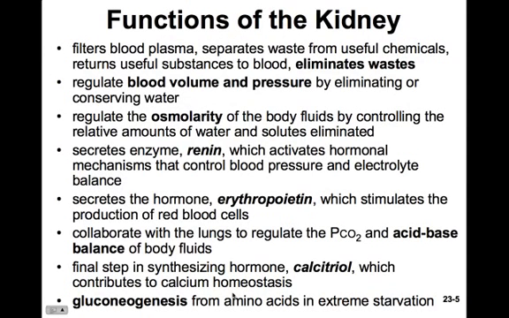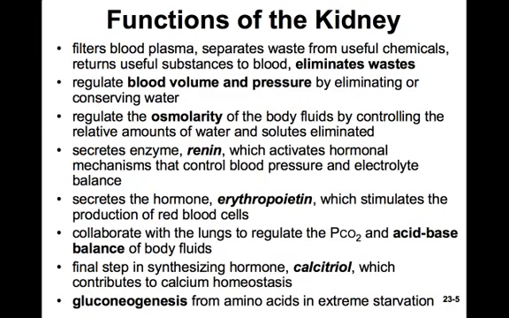So the kidney is involved in filtering blood plasma. It separates the waste from other useful chemicals and returns the useful substances to the blood while eliminating the waste. They regulate blood volume and pressure, either by eliminating or conserving water. They also regulate the osmolarity of the body fluids by controlling the relative amounts of water and solutes eliminated. The kidneys secrete an enzyme called renin, which activates a hormonal mechanism that controls blood pressure and electrolyte balance. They also secrete erythropoietin, which stimulates the production of red blood cells.